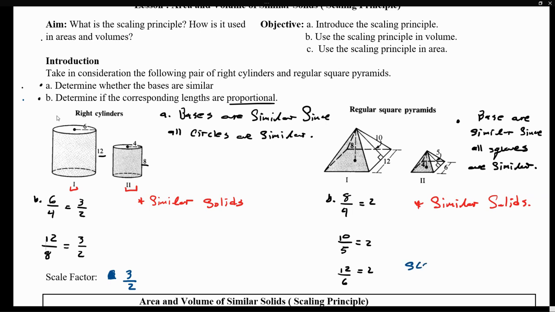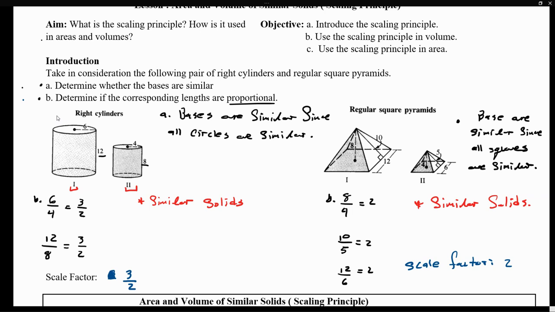Notice that these figures also have a scale factor. And the scale factor is the proportion among the lengths of these figures. And notice that when we divided the height, we got a value of 2. When we divided the slant heights, we also got a value of 2. And the same goes with the side of the bases. So we can make the claim that the scale factor is 2.